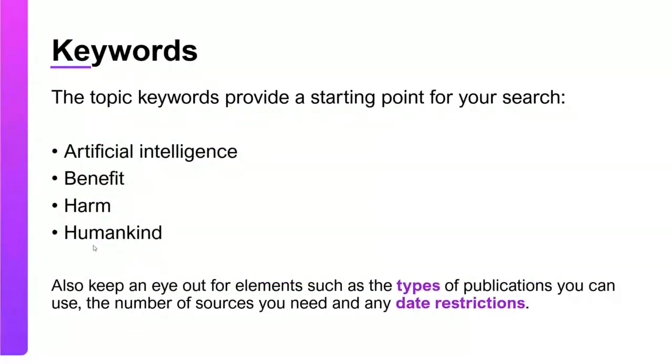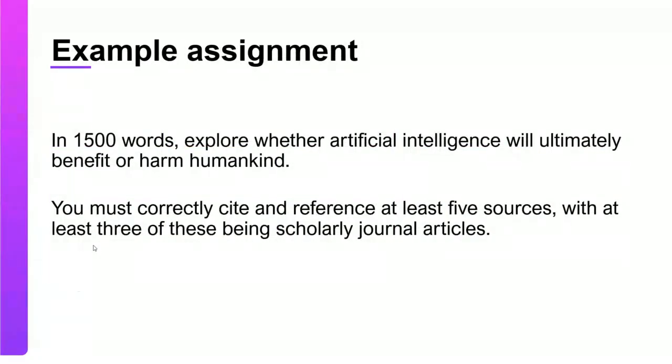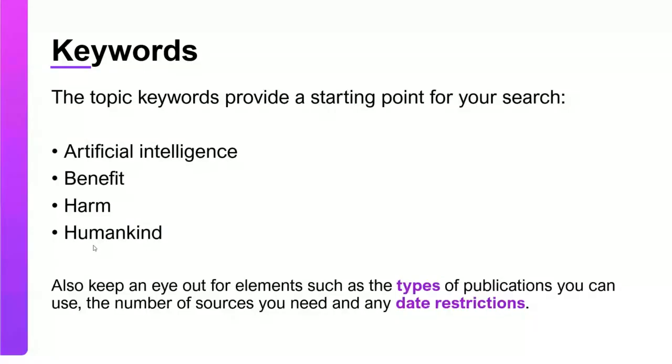So the first step is to pick out keywords from your assessment. From our initial question, which was this one, explore whether AI will ultimately benefit or harm humankind, the key concepts are the things that we need to pick out, that our assessment will be focused on. So we have artificial intelligence, benefit, harm, humankind.